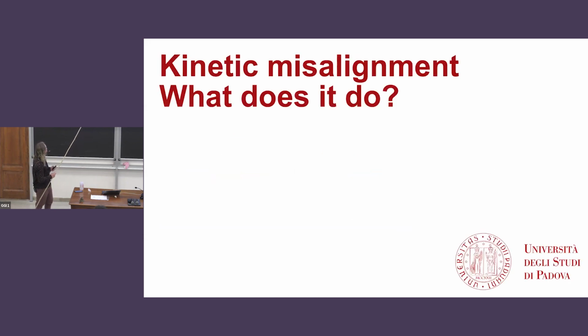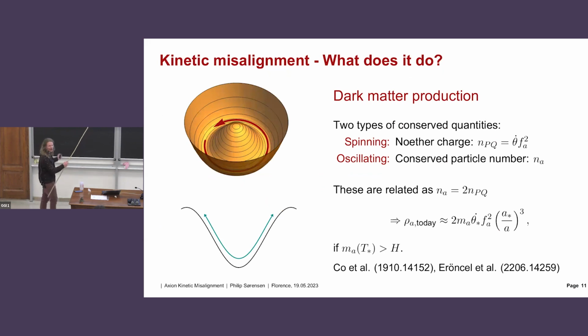Let me talk a bit about what it does. So of course, it's made for dark matter production. One way to understand this is by thinking of the conserved quantities. So first, let me talk about the rolling regime. Usually we think of the axion as the angular degree of freedom in a complex scalar field. So rolling really means rotating, spinning around the minimum here.